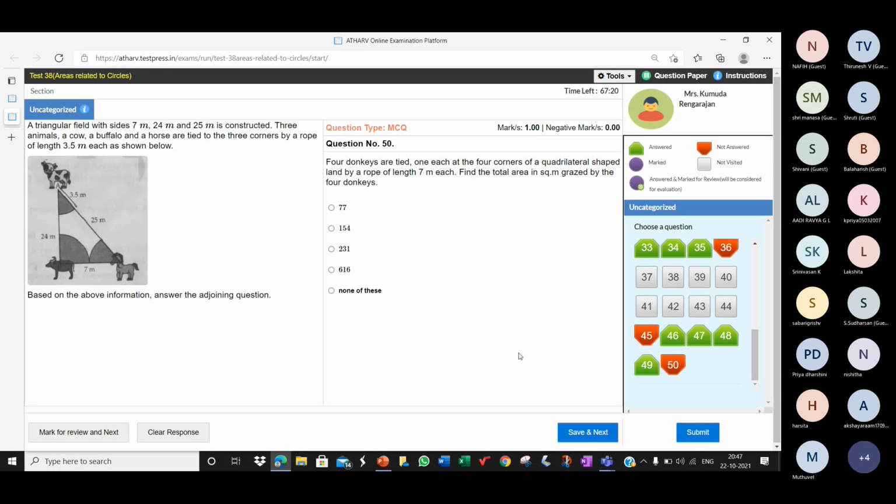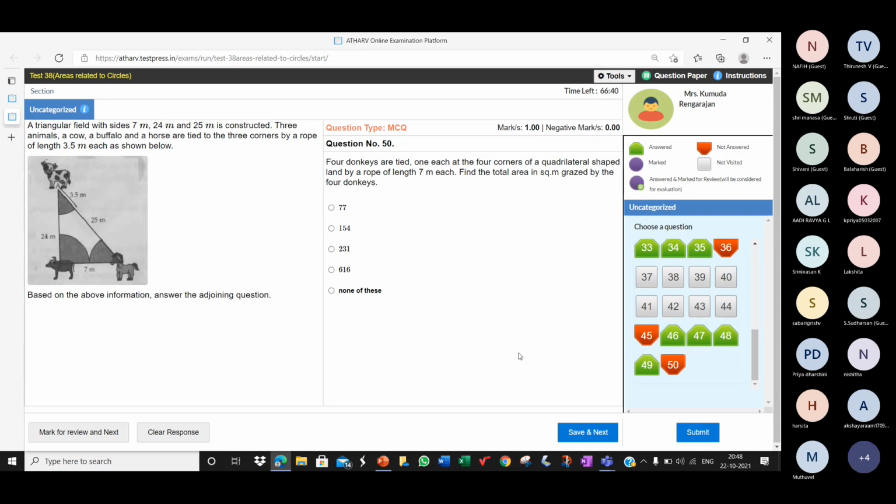Four donkeys are tied, one each at the 4 corners. It's for the same question, children. Let's see what it is. 4 donkeys are tied, one each at the 4 corners of a quadrilateral shaped land by a rope of length 7 meters each. Find the total area in square meters grazed by the 4 donkeys. Okay, the information given here is not relevant to this direction. Maybe it's related to something, I'll tell you later. So this is a different question.